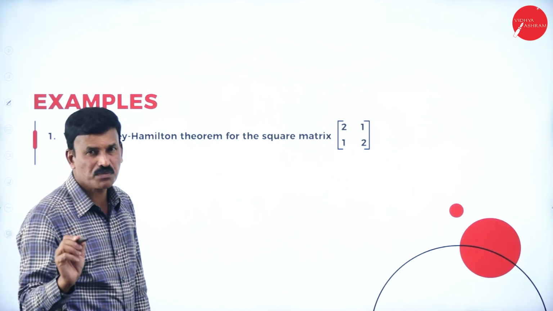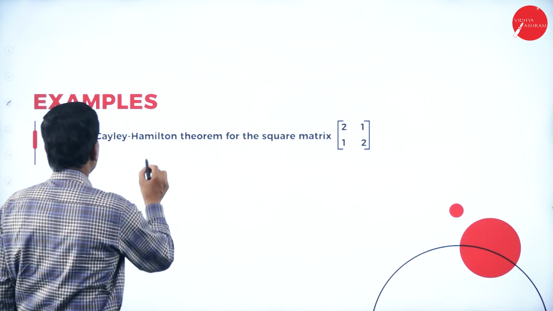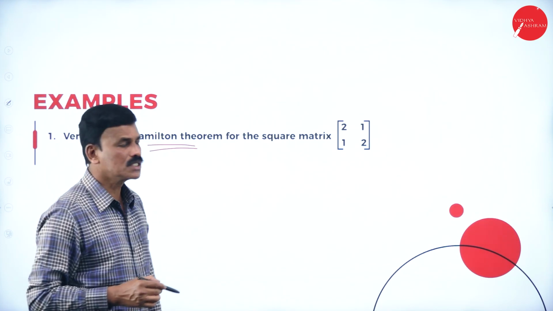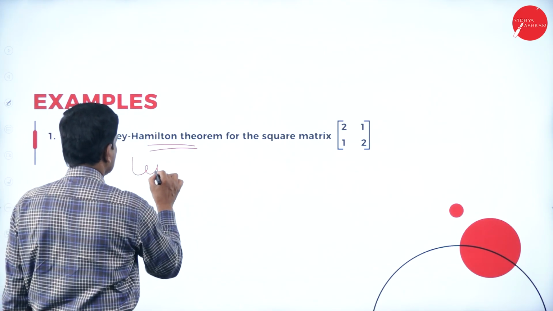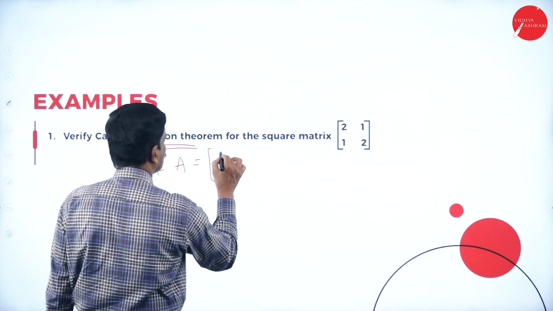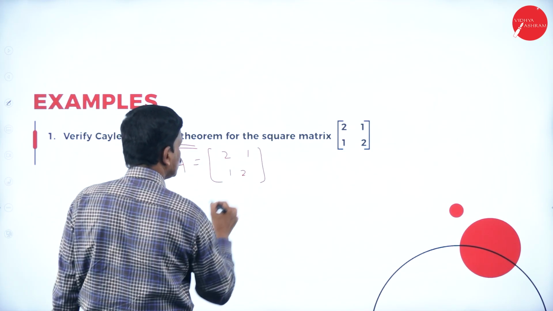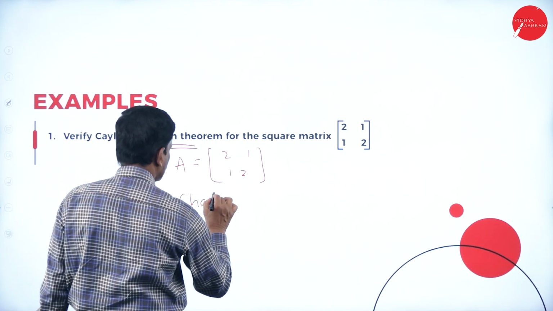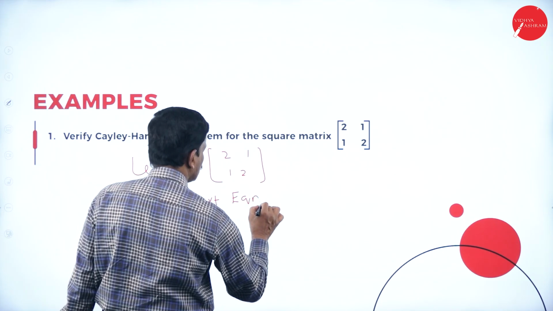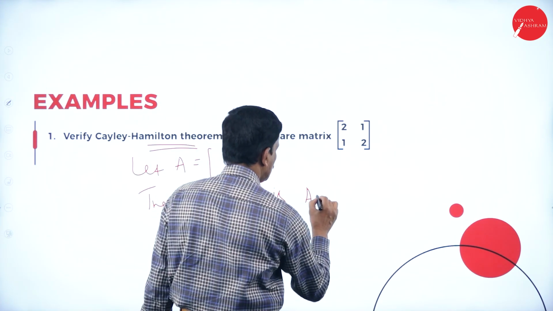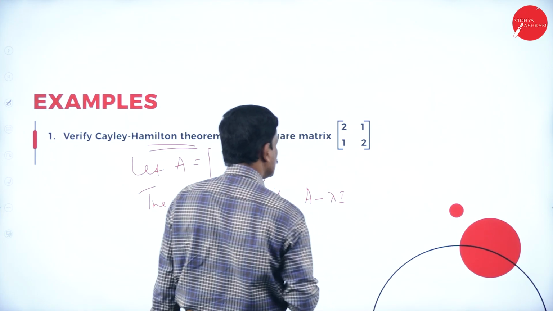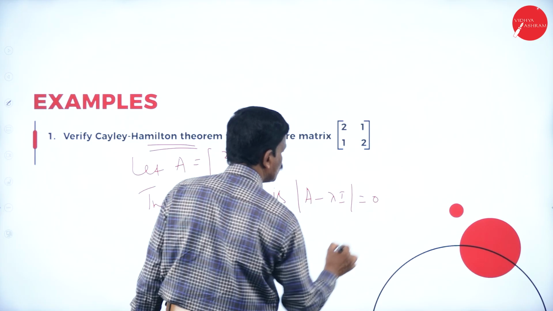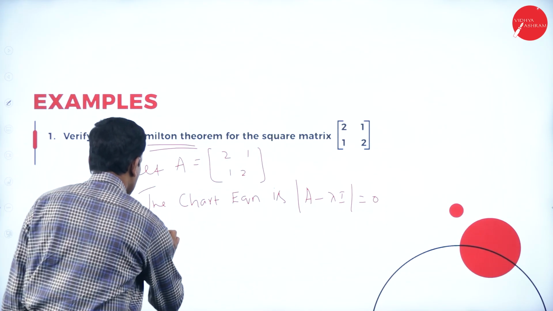Now, let us move on to the first problem. Take an example. Verify Cayley-Hamilton theorem for the square matrix 2, 1, 1, 2. So, let the given matrix A be 2, 1, 1, 2. You know the characteristics equation. The characteristics equation is determinant of A minus lambda I is equal to 0. First find out A minus lambda I.